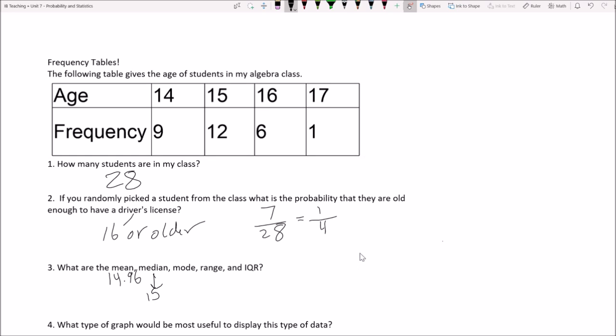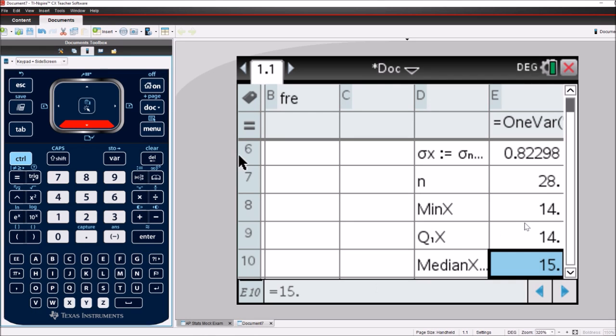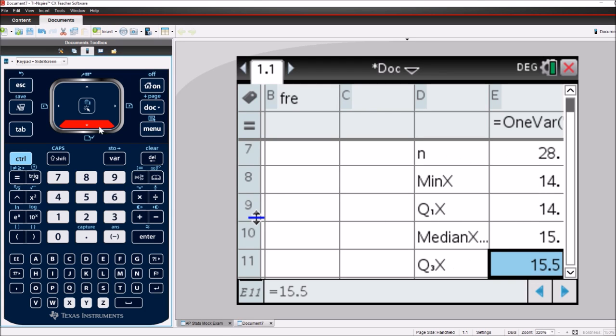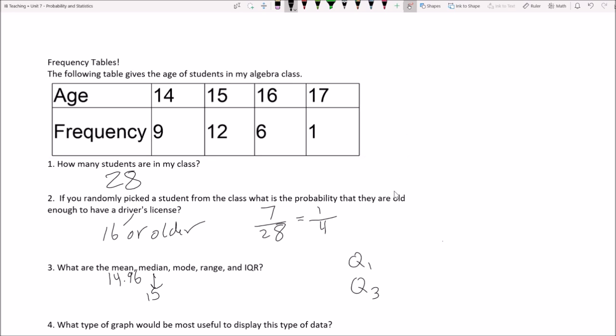And you know what? I'm going to record the rest of these. So we had, I want Q1 and I want Q3 as well to get my IQR. And then min and max, or the range should be easy. So let's go get Q1 and Q3. So Q1 is 14 and Q3 is 15.5. 14 and 15.5.